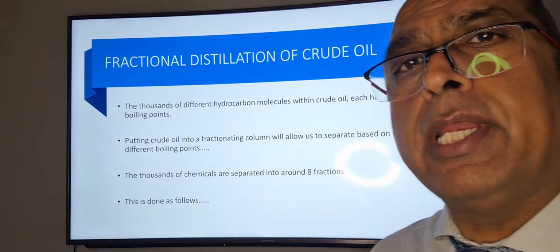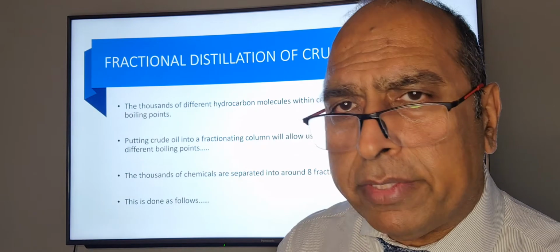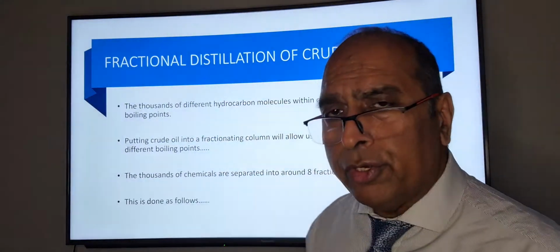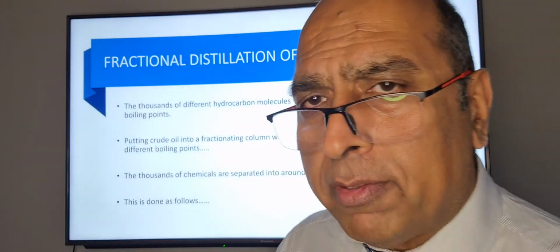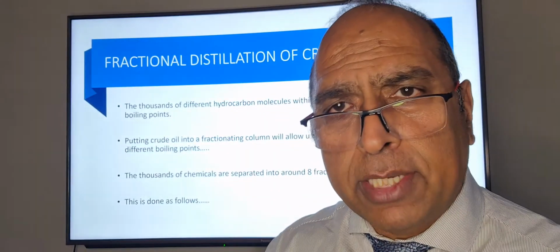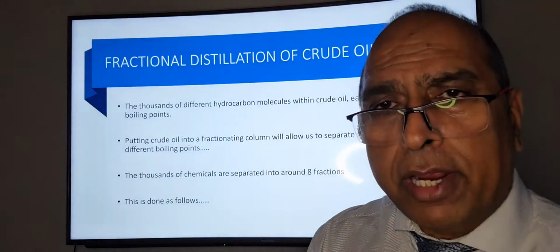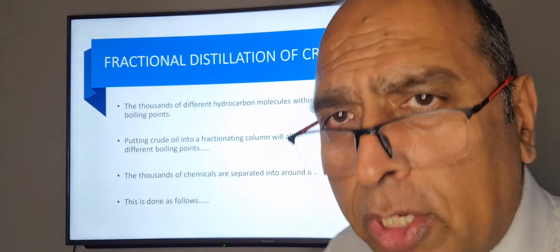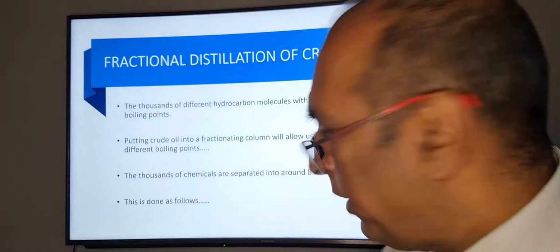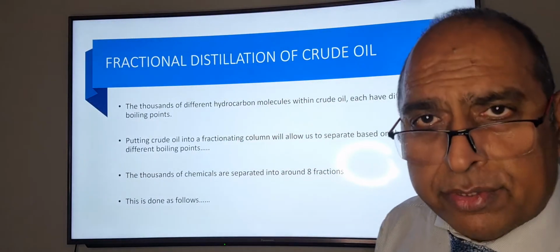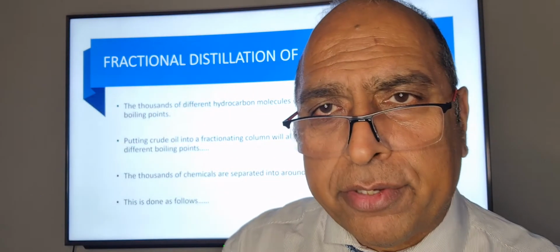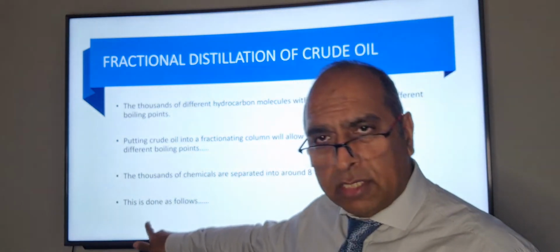So, fractional distillation of crude oil. You need to know about this. Thousands of different hydrocarbon molecules are within crude oil, and all of them have different boiling points. So if we put crude oil into a fractional distillation column, we can try and separate it based on their different boiling points. The thousands of crude oil chemicals within it are separated into things called fractions. Now, each fraction is not pure. Each fraction is a mixture of chemicals, but within each fraction, the boiling points are similar.